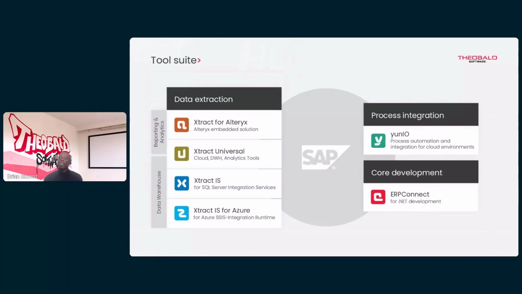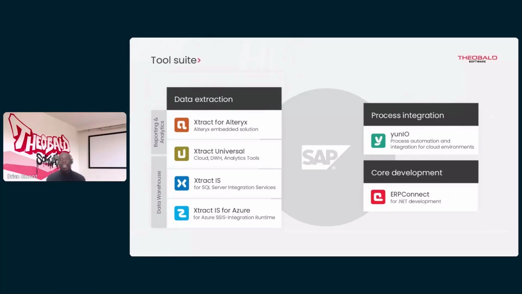Today, I'll be introducing you to some of our key products, including Extract for Universal, our tool for SAP data extraction, and yunIO, our SaaS solution designed for cloud integration. We also have Azure Extraction and Extract for Alteryx. It is an embedded plugin that enables SAP data extraction into your Alteryx workflows. So this allows for advanced analytics as well as reporting.